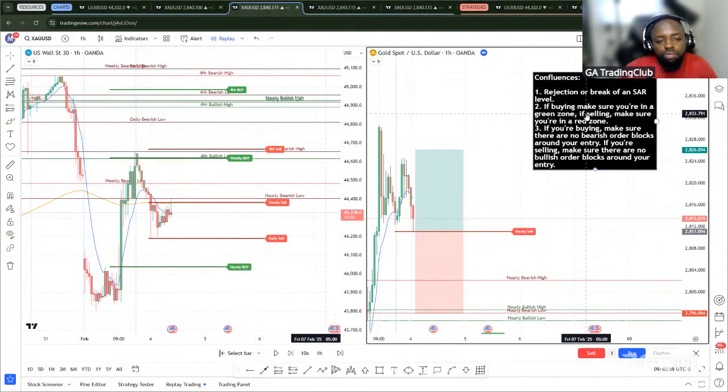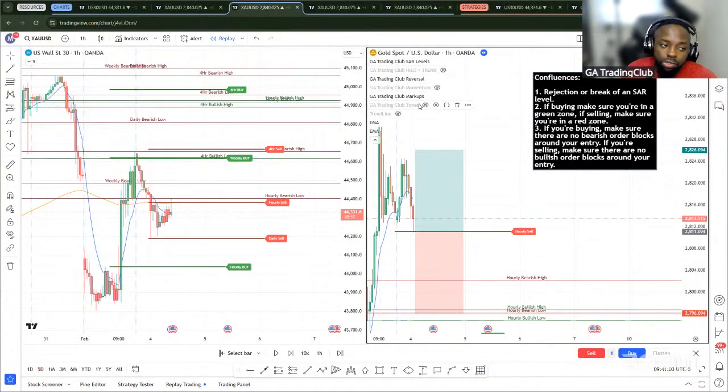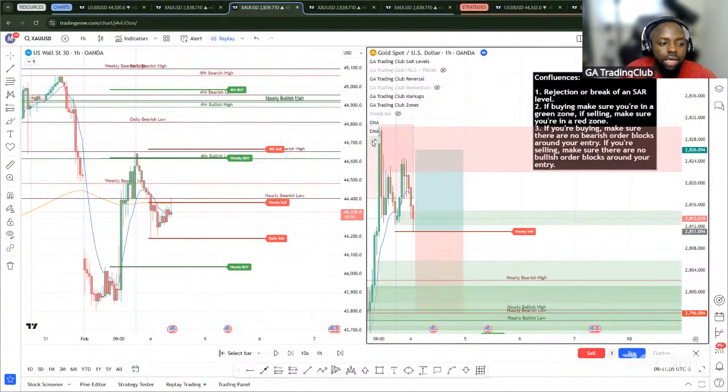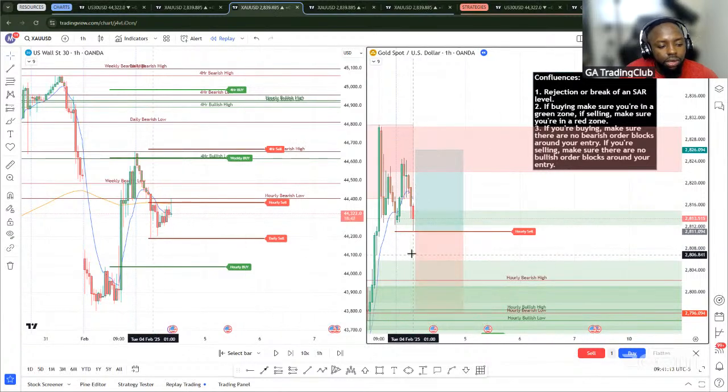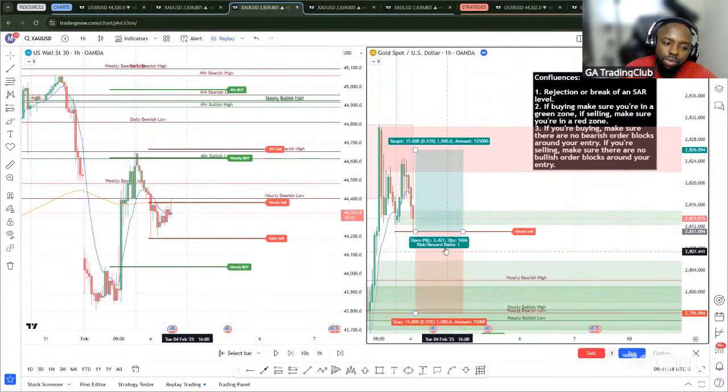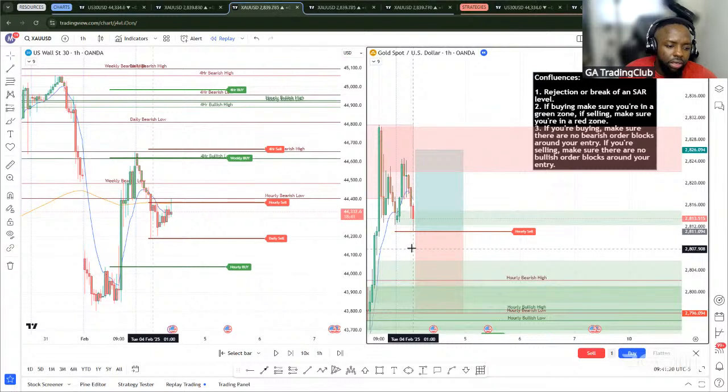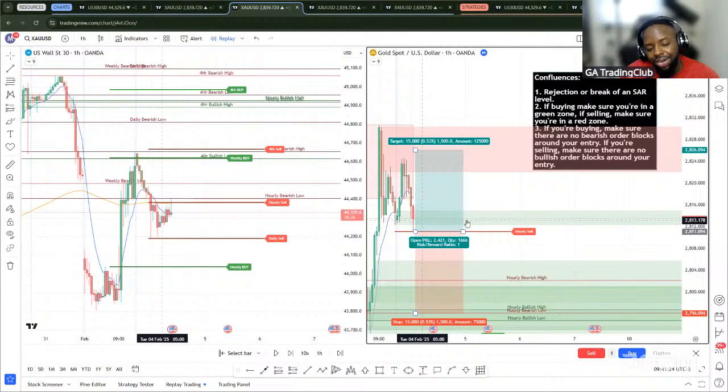Confluence number two, if buying, make sure you're in a green zone. If selling, make sure you are in a red zone. So this is where you turn on your indicators or the zones indicator. For this particular one, what time did this come in again? This came in at 1 a.m. in the morning. So we are in a demand zone.